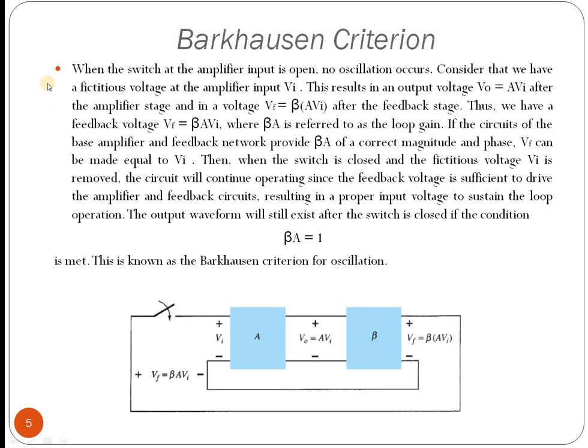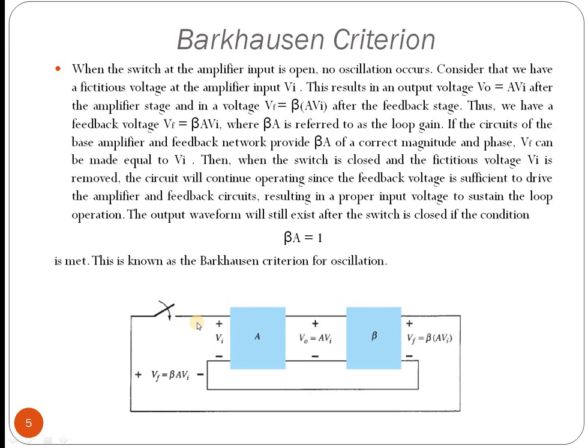Barkhausen criteria. For oscillators, there is an important criterion that is called Barkhausen. You can see that this is an amplifier with the input on one side, the first stage is the amplifier stage, then the second is the feedback stage, that is beta. A is the amplifier and beta is the feedback stage. For the input there is also a switch. If this switch is open, no oscillation occurs.